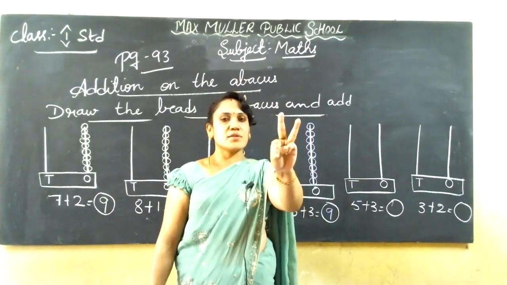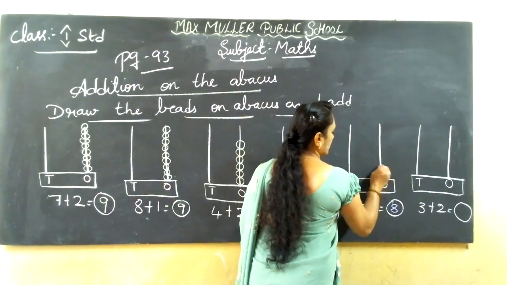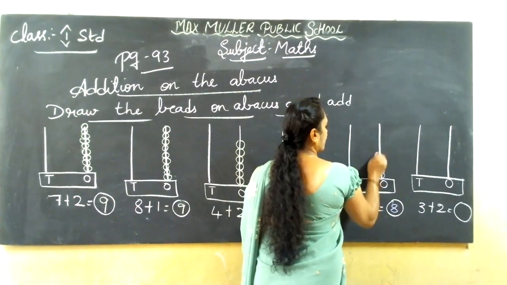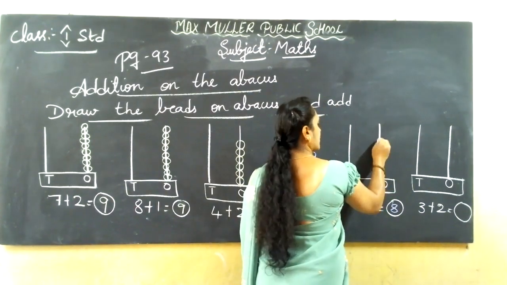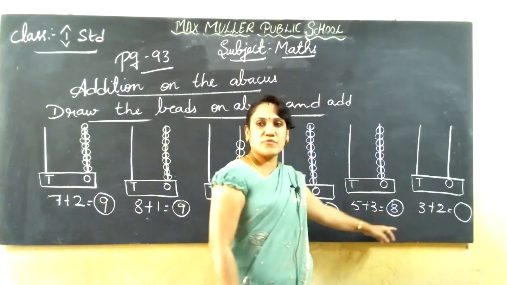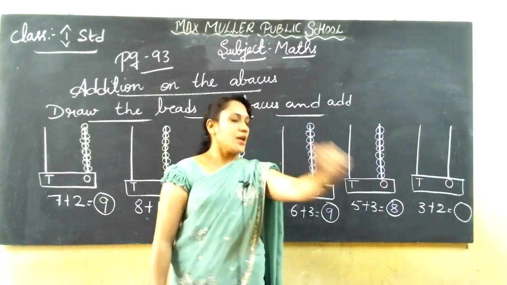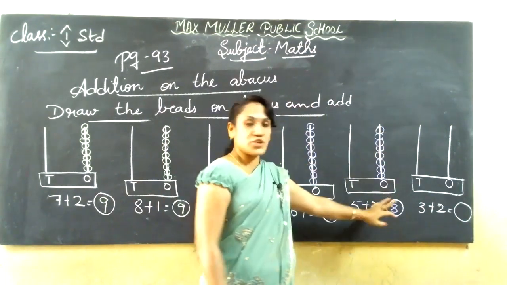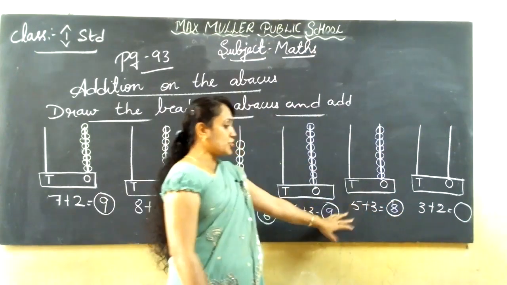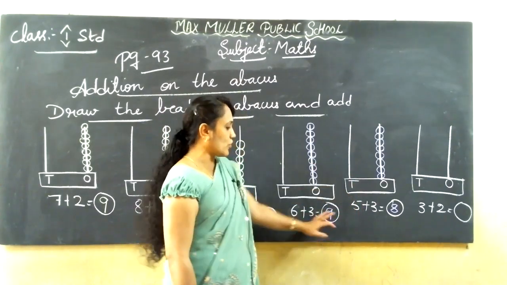After 5, 6, 7, 8. 1, 2, 3, 4, 5, 6, 7, 8. Okay. 5 in the mind, 3 in the finger. After 5, 6, 7, 8. So draw here 8 beads. Addition you know, no, children? Addition you should know, then only you can draw the correct number of beads. Okay. Don't do wrong answers.